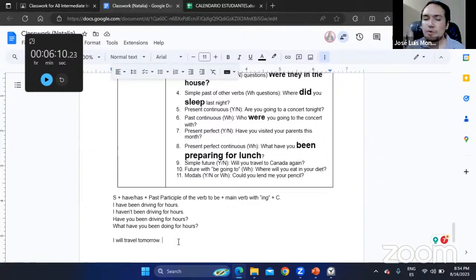Remember the rule, you have to use the auxiliary that you have. So will has to be there. You don't change will. But what's the main rule? We need the verb to be with that auxiliary, and then we need the main verb with ing. And then that's it.